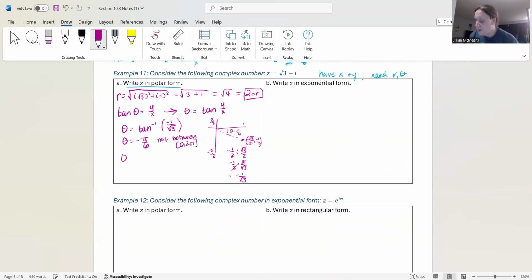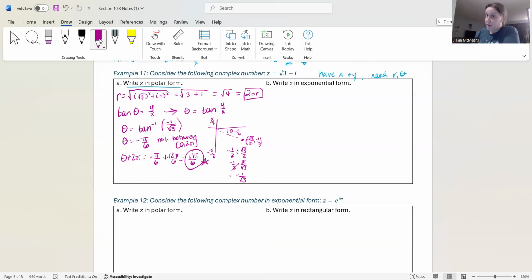So what we want to do is take theta and add 2π to it. So if we have -π/6, we want to add 2π to that. And if we have a denominator of 6, 2π is going to be 12π/6. So we're going to add 12π/6, which gives me 11π/6. So this is my theta. Just be really careful. We do want to make sure that r and theta are very specific values: r positive, theta between 0 and 2π.